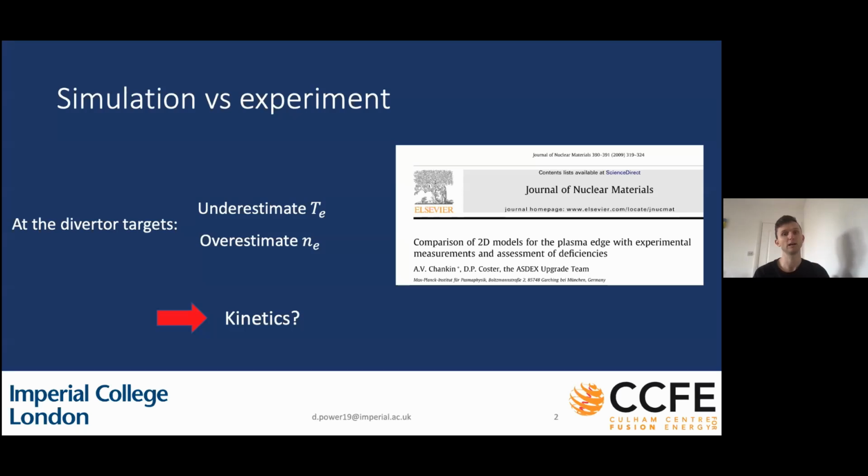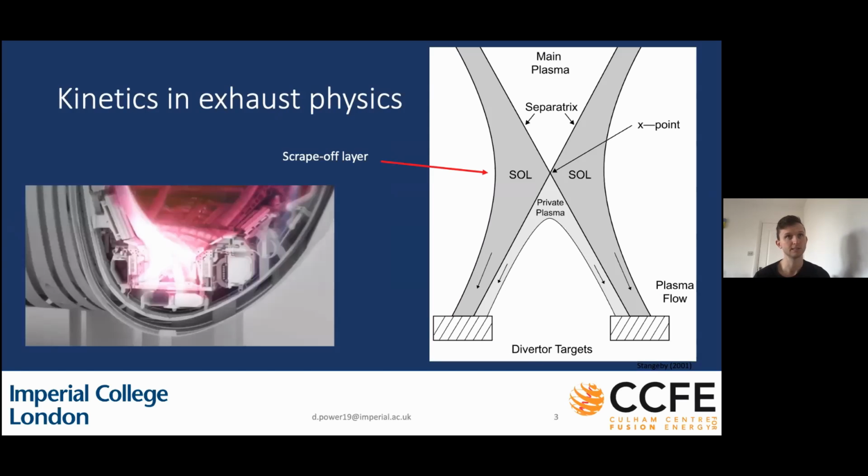So it's now fairly widely known that some of the commonly used fluid codes fail to accurately simulate the conditions at the target in comparison to the experiment. So this means we can't reliably predict heat fluxes to the walls in future reactors like ITER. There's some suggestions that kinetic effects might be the cause of this disparity. So I'll hopefully explain during the talk why we think that's the case.